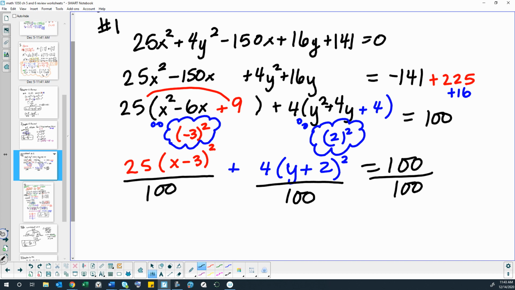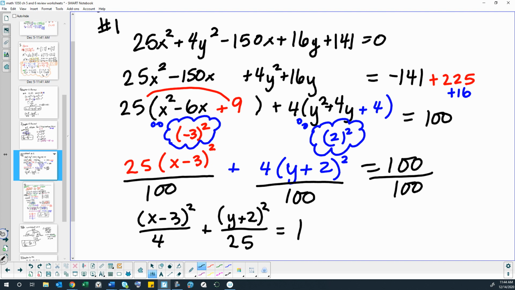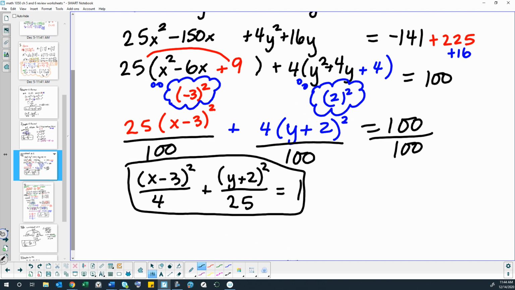Now we reduce a little bit here. So 25 over 100 reduces to 1/4. That gives us x minus 3 squared over 4. And then 4 over 100 reduces to 1/25. So we have y plus 2 squared over 25. And then we got the 1 on the side like we want. We've got our standard form. We have our ellipse in standard form. All right, so now that would be done according to the test question, right? But according to our review question, it now wants us to graph.